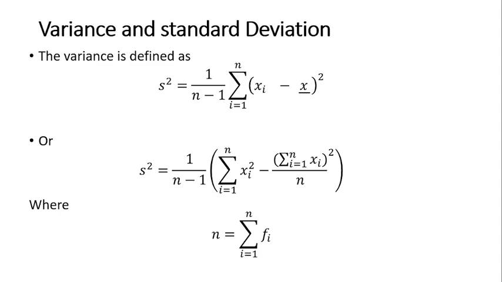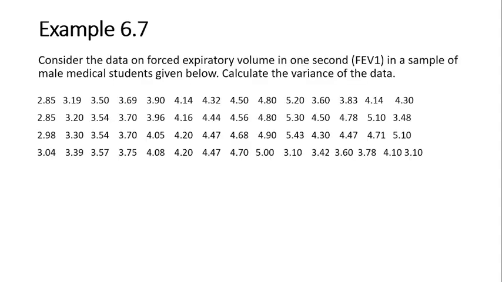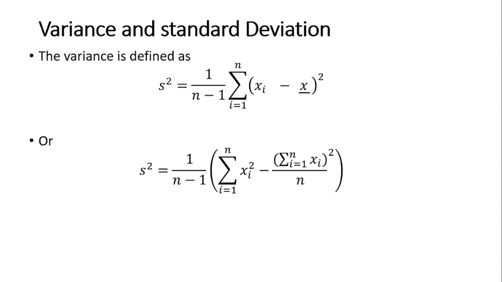So the next thing is the standard deviation. We have the variance and the standard deviation. The variance is defined as 1 over n minus 1 into this. It is just like finding the mean deviation, but the difference here is that when you take your xi minus x bar, you square it. Instead of taking absolute value, you now take the square. That is the difference between variance and the mean deviation.